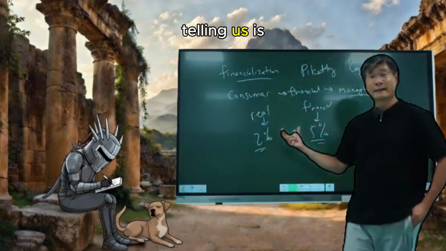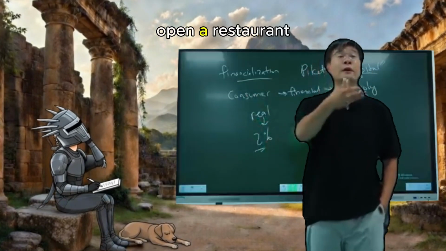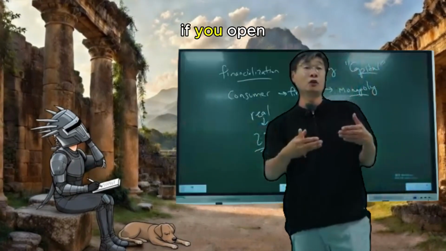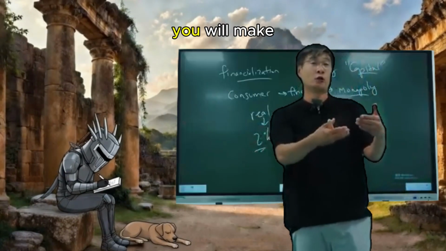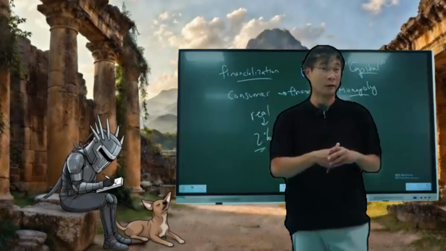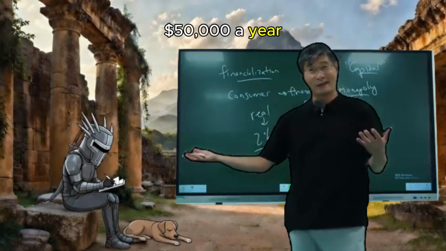What this is telling us is that if you have $1 million, you could choose to go and open a restaurant, or you could choose to invest in the stock market. If you open a restaurant, you will make at most $20,000 a year. But if you were to put it in the stock market, you would make $50,000 a year.